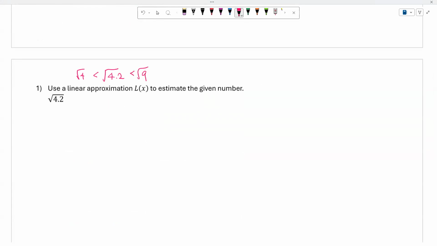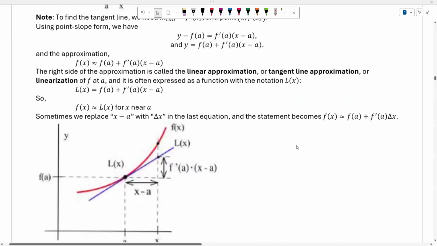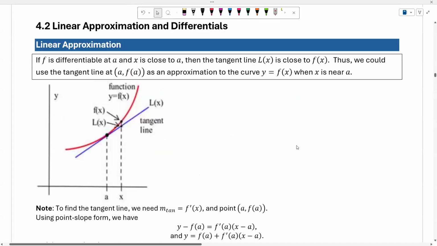Again, why do I use the square root of 4 and the square root of 9 to compare? Because we know that the square root of 4 is 2 and the square root of 9 is 3. So in this case, I know that the square root of 4.2 is equal to 2 point something, right? But what is this something then? We would like to see how we use linear approximation to help us do this. Before we work on the problem, let's see how we handle this type of approximation.